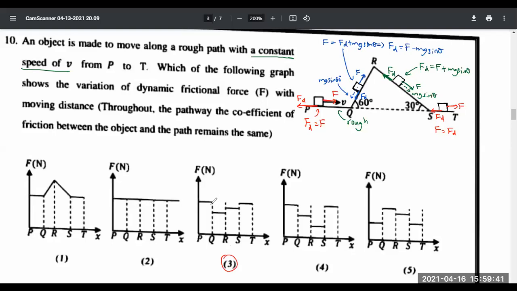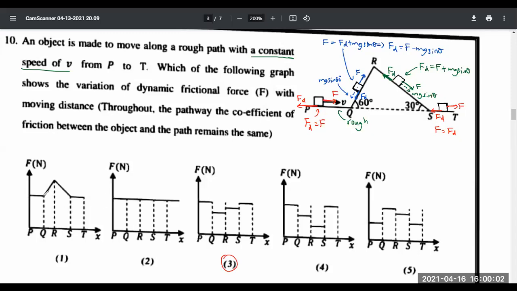Because look at this. From P to Q, there's a value. Suddenly, there's a drop when you go from Q to R. It should be like that because it's F minus mg sine theta. And when you go to RS, there must be an increase in frictional force. So there's an increase, a drop and an increase. Only in the third answer you have such variation.